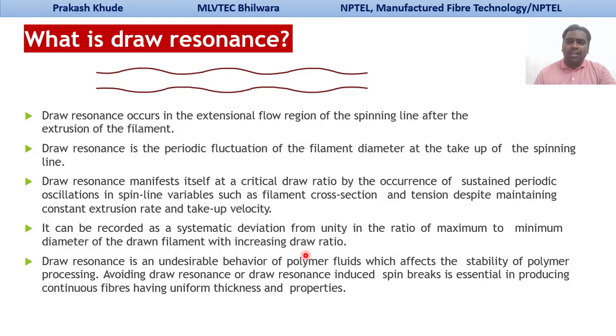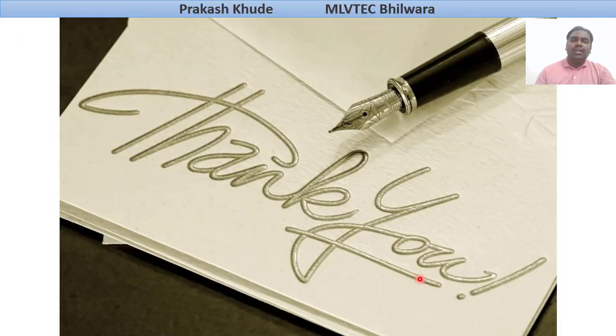Draw resonance is an undesirable behavior of your polymer fluid which affects the stability of your polymer processing, and avoiding this draw resonance induced spin break is essential in producing continuous fiber having uniform thickness and properties. So in this video we talked about the flow instabilities, and I hope you understood this part.